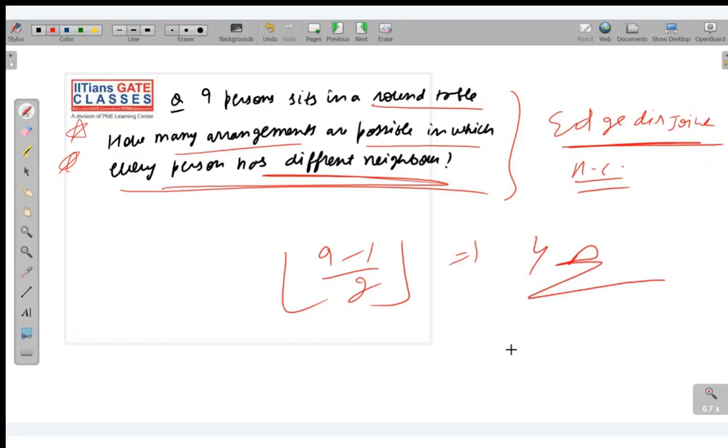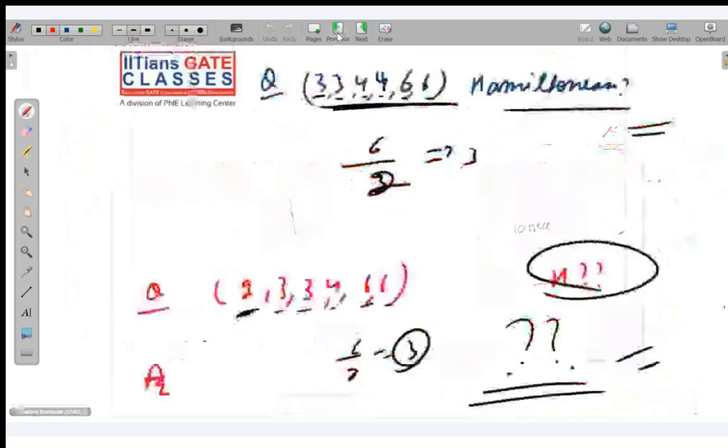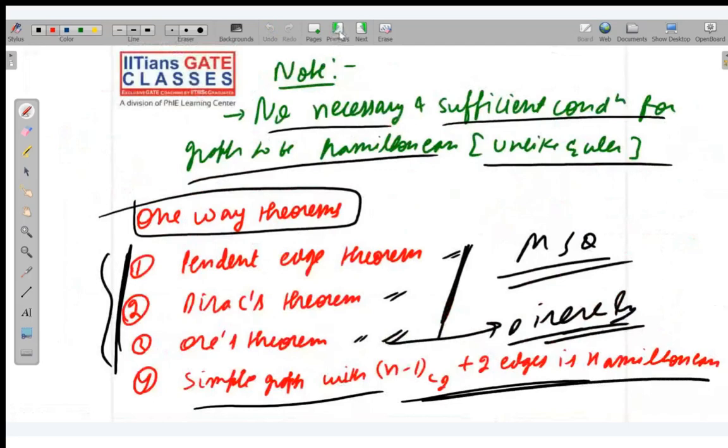Take a snapshot. I will jump to the next slide. A simple graph with (n minus 1) C 2 plus 2 edges is always Hamiltonian. I have told you we are going to study 4 one-way theorems. We have done 3, so the last one was left. That means a simple graph with (n minus 1) C 2 plus 2 edges is Hamiltonian. So what is the proof?